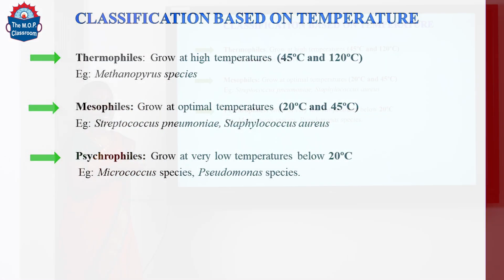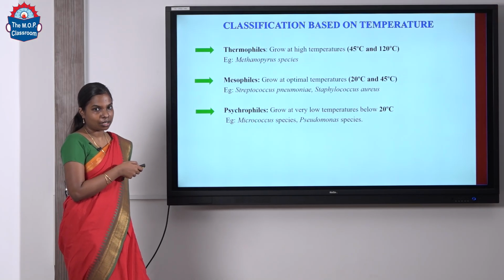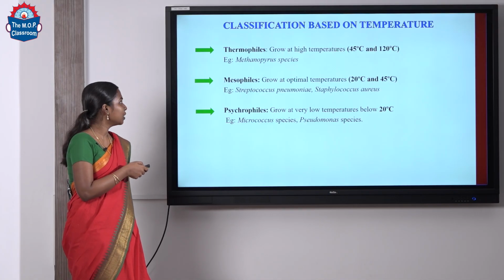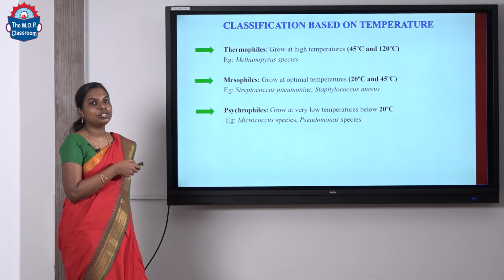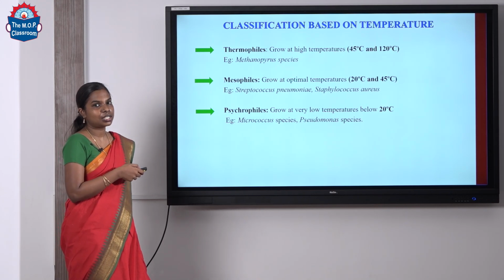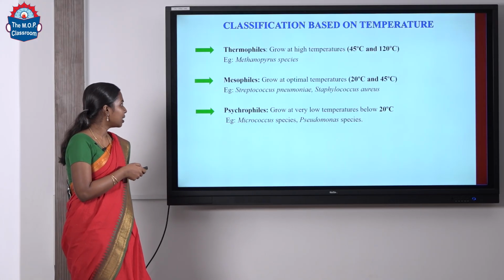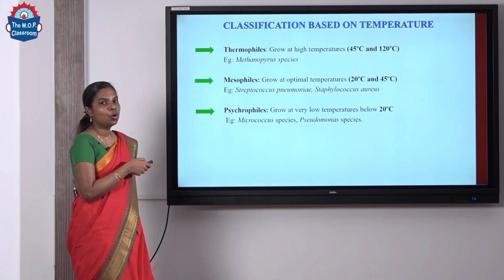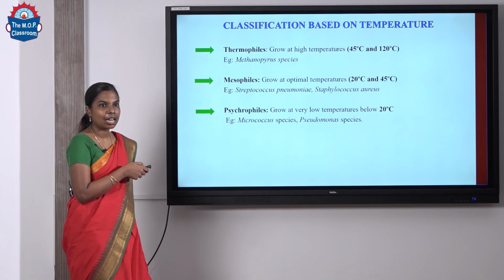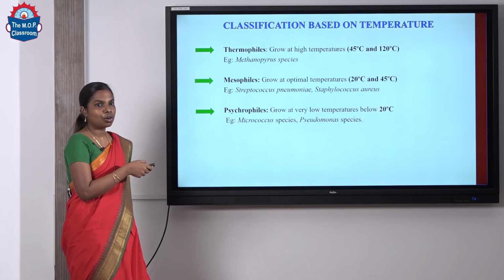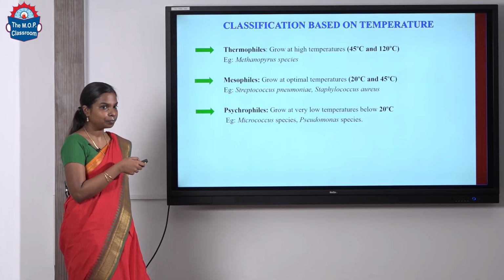So, depending upon what kind of temperature is required for bacterial growth and multiplication, we have 3 different categories. The first one is called thermophiles. This particular group of bacteria has the ability to grow at extremely high temperature ranging between 45 degrees Celsius and 120 degrees Celsius. Then the second one is called mesophiles, which prefer or grow at optimum temperature ranging between 20 and 45 degrees Celsius, meaning in the presence of high temperature or low temperature, they cannot multiply.